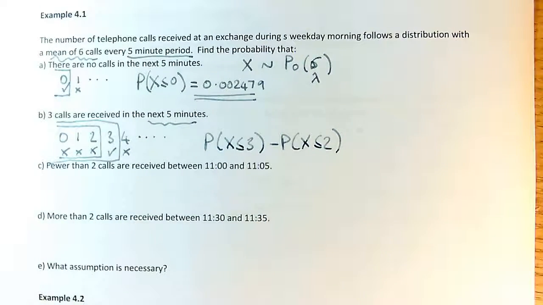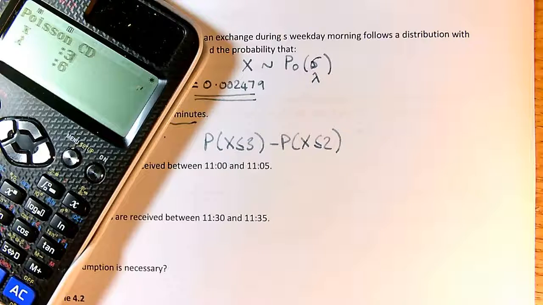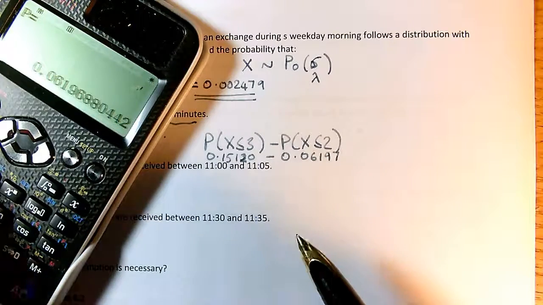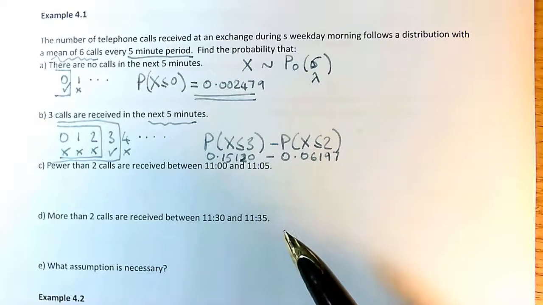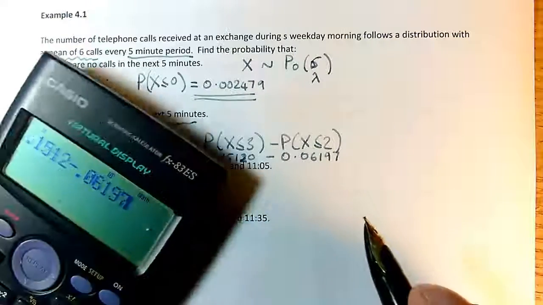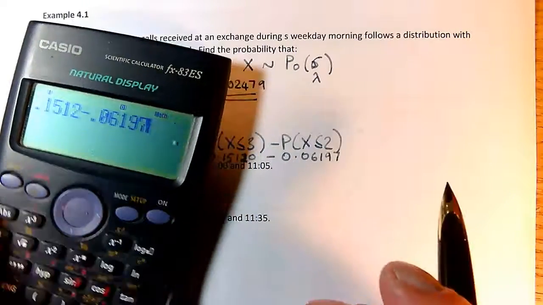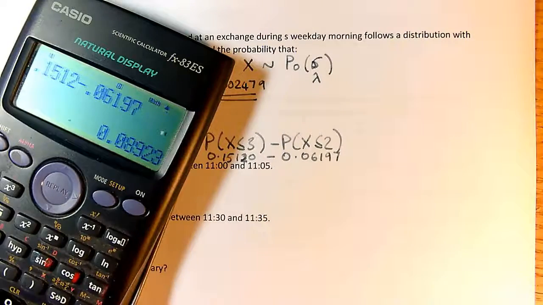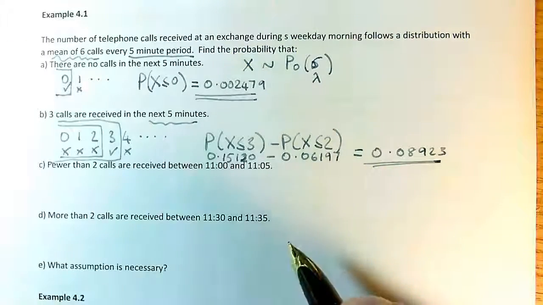It's worth recording the separate probabilities. When X equals 3, I get this answer, and when X equals 2, I get this answer. You should write those answers down. You might use them again later, but certainly it shows your method of working. And then if I do that subtraction, got it set up here, we get this probability. Double underline it and move on.